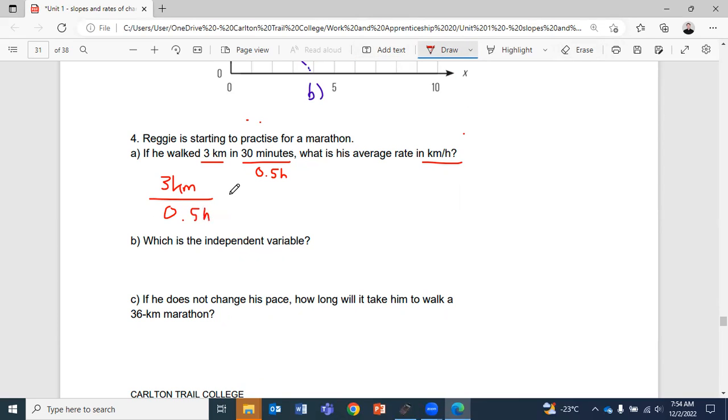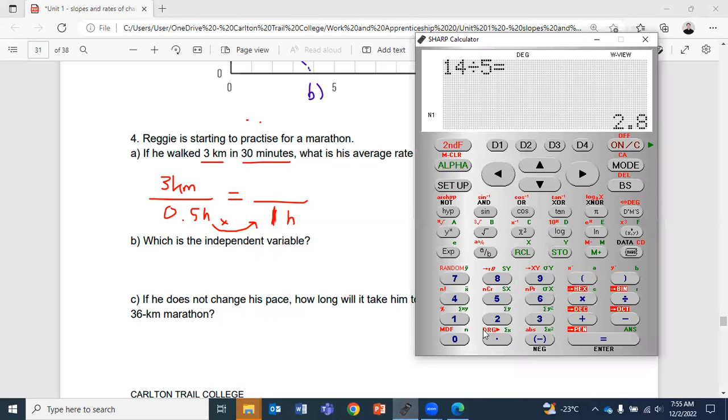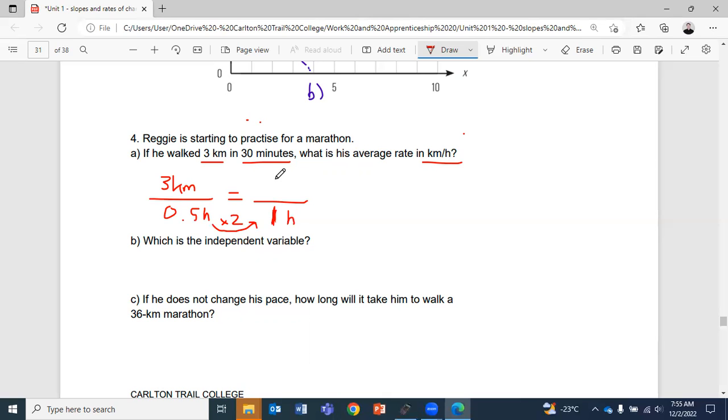Okay, so now I have it in the format they want, but I'm trying to figure out how many kilometers does he walk if I walk 1 hour, right? Because that's how we measure kilometers in an hour. It's 1 hour. So what number did I take 0.5 and times it by to get to 1? You could eyeball it, see that it's 2, or you could take 1, divide it by 0.5 to figure out how many times it goes into it. 2. So take that 2, times that by your 3 here, you're going to get 6 kilometers. So the answer is 6 kilometers per hour.